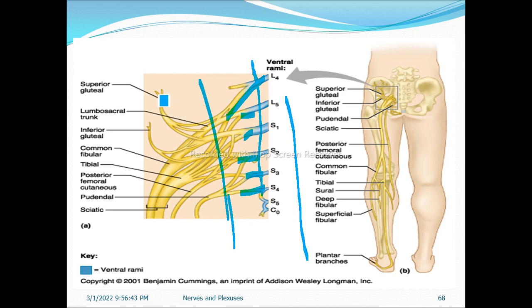So this one gives us the superior gluteal nerve. This one is the lumbosacral trunk from lumbar 4 to lumbar 5. This one is the inferior gluteal nerve. This is the common fibular nerve. This is the tibial nerve. In general, this is the sciatic nerve, the thickest and the longest nerve in the body. And this is the pudendal nerve, and this is the posterior femoral cutaneous nerve of the thigh, and this is the sciatic nerve, the longest one. It will divide into the common fibular nerve and the tibial nerve.